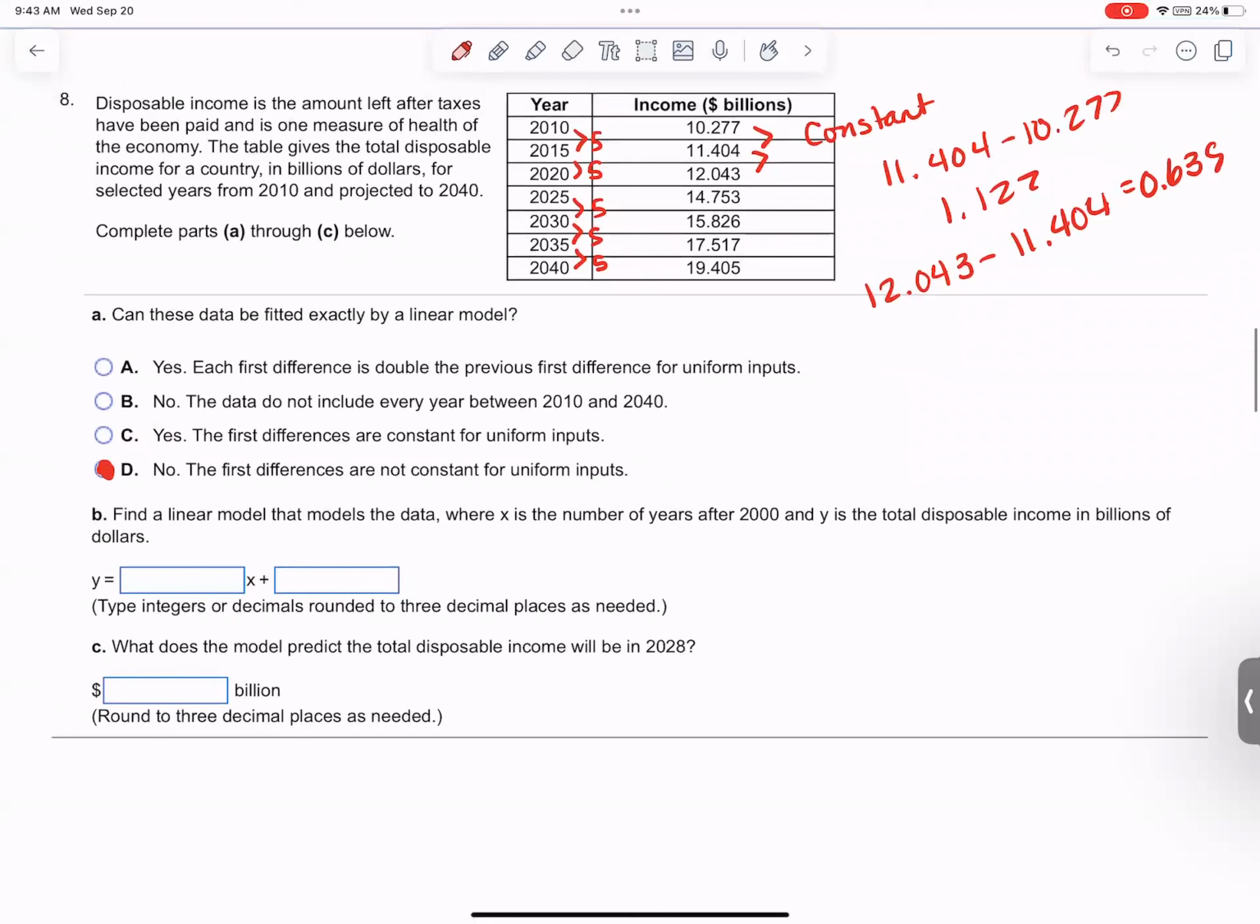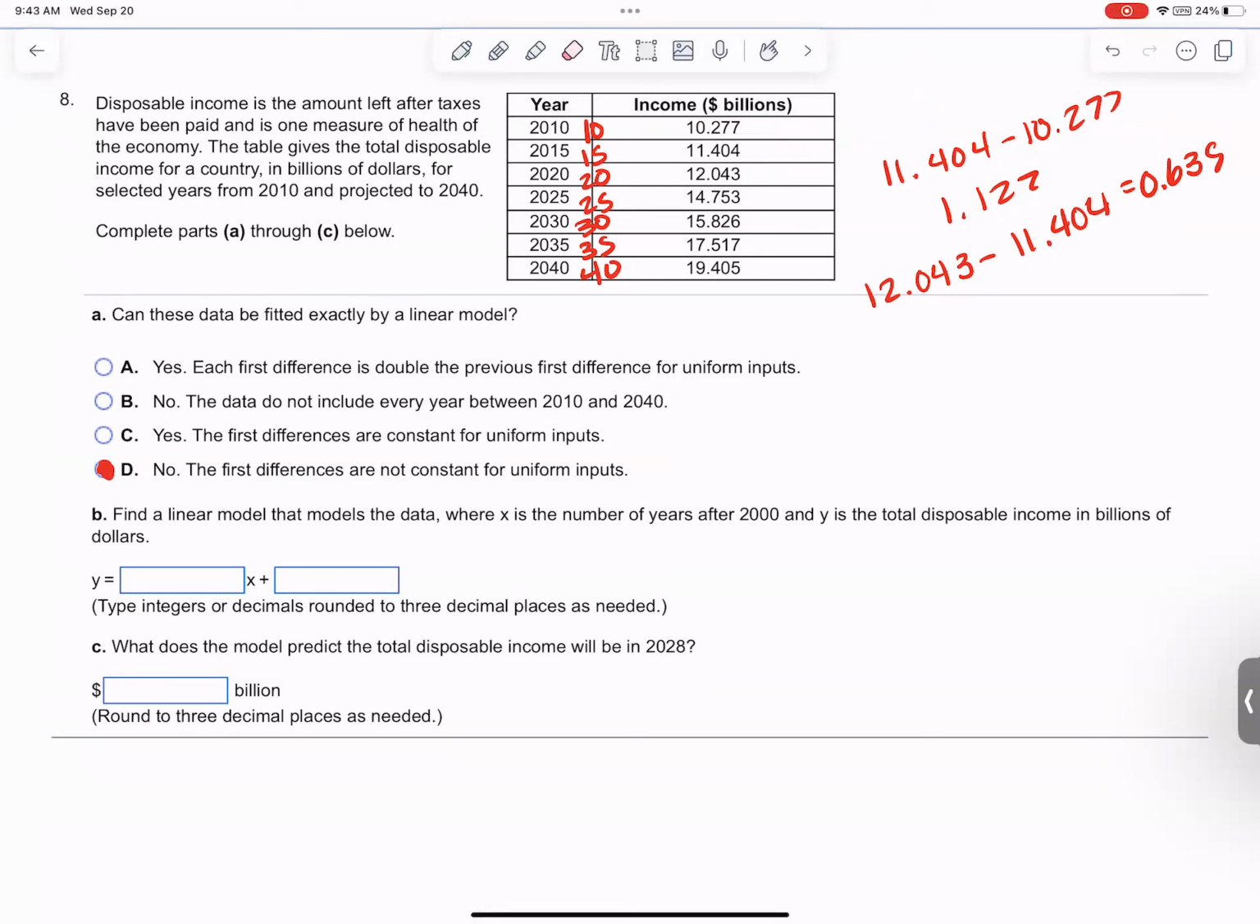Okay, so find a linear model that models data where X is the number of years after 2000. So we are going to input into our calculator the years after 2000. So we're going to input 10, 15, 20, 25, 30, 35, 40, and then these income in billions of dollars.